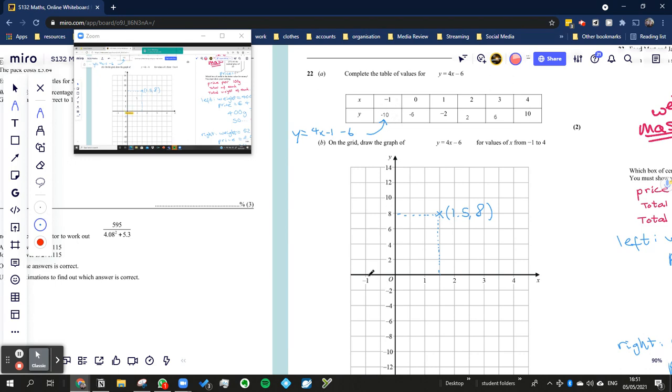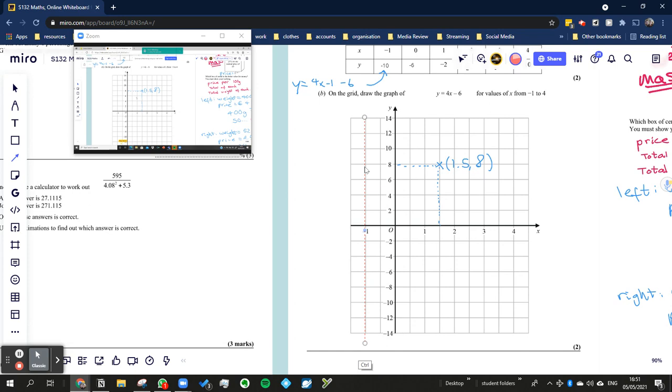So then let's imagine that we're going to plot a point somewhere along that dotted line there, because along that dotted line is where x is equal to -1. Now, we can see that when x is equal to -1, y is equal to -10, which we worked out. So the first point would be there. Next, it says when x is equal to 0, y is equal to -6. So the next point would be here.